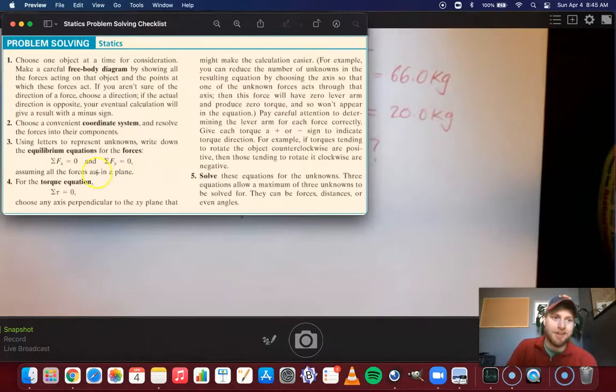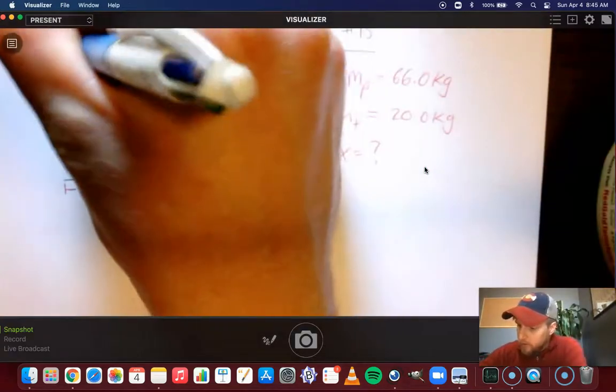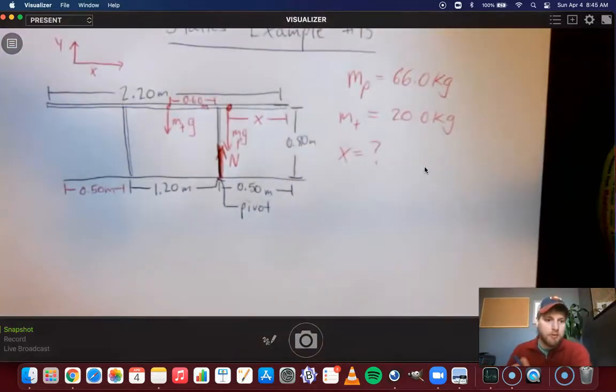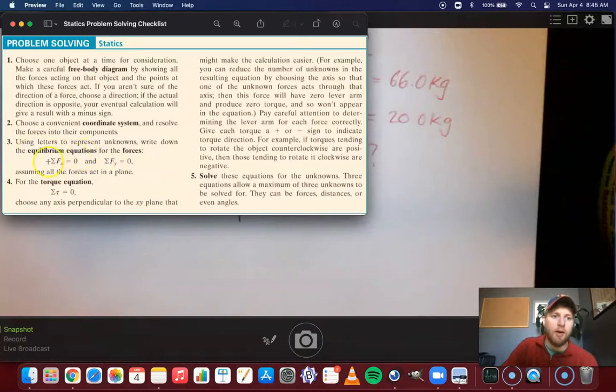I realized I accidentally did step 2 of our problem-solving checklist. I chose a convenient coordinate system. We don't need to break any forces into component vectors, but I do need to indicate what's up and down. We'll say that this is up in the y direction, and this is positive in the x direction to the right. The next thing we need to do is set up our first condition for equilibrium.